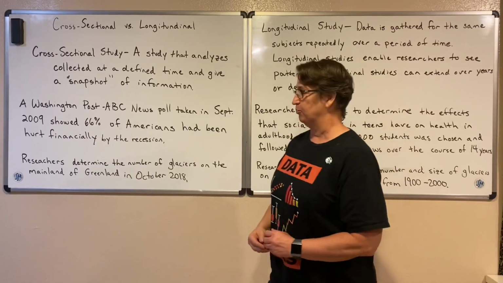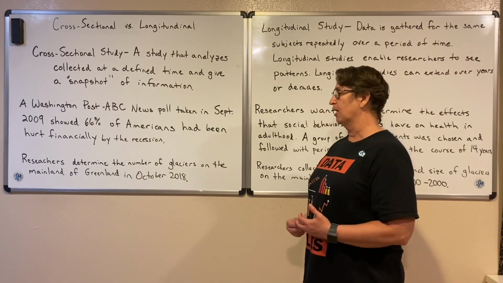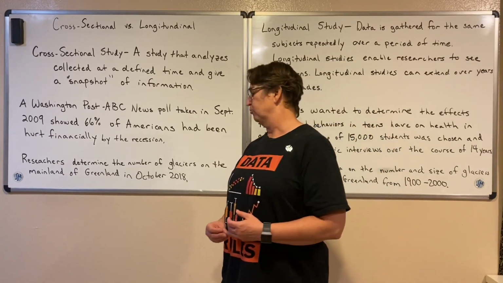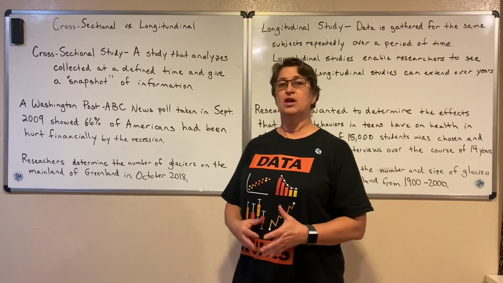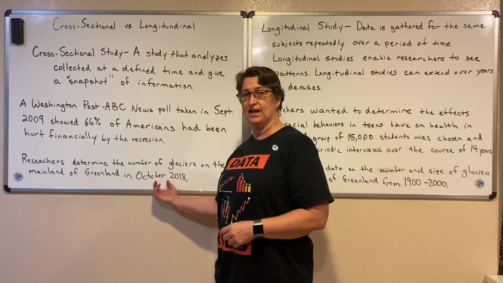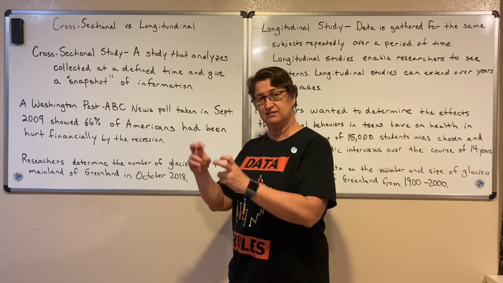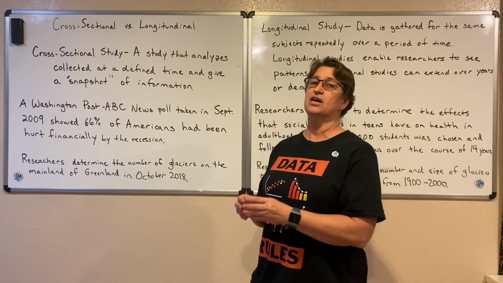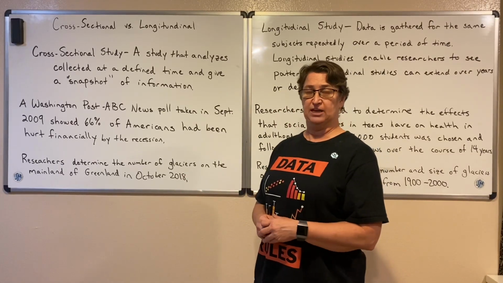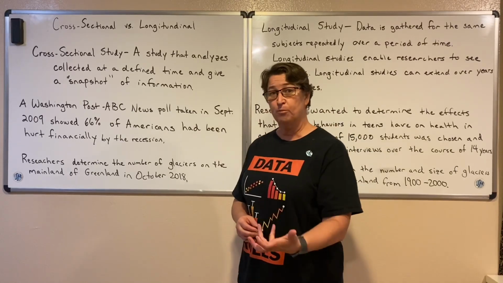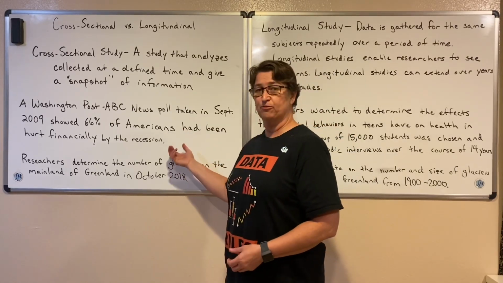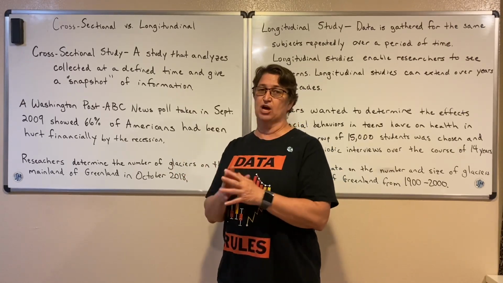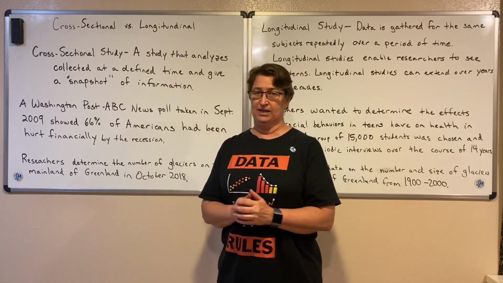Here's another example. Researchers determined the number of glaciers on the mainland of Greenland in October of 2018. Again, we're only gathering data here in October. We're getting a snapshot of what the glaciers look like there in October 2018. Many of our political polls are this type of cross-sectional study, where we're just getting a snapshot of what's happening at that moment in time.